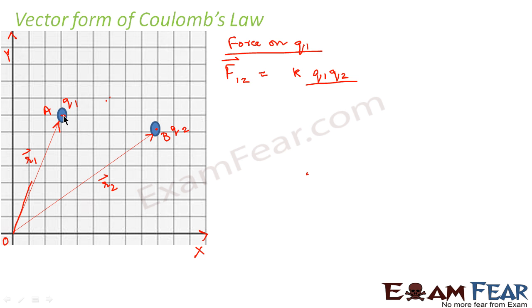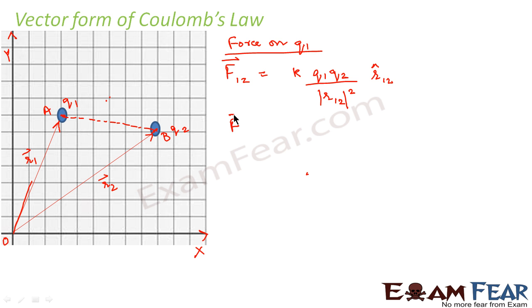So what is the distance between them? The distance between them is this one. Right, so this is the distance between them. Let us call this R12. This whole square is the magnitude of this distance, multiplied by the R12 unit vector. This denotes the direction, that the force will act along this direction.